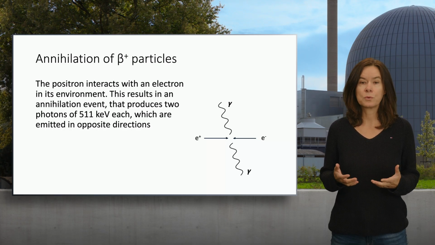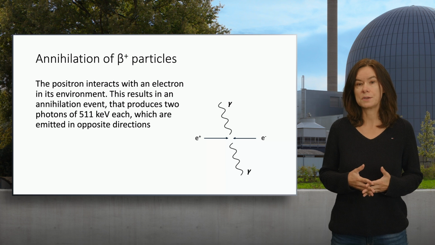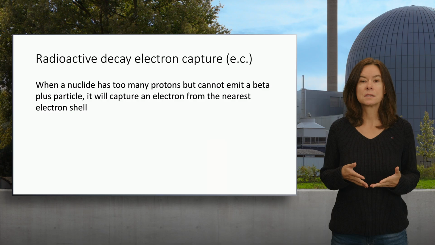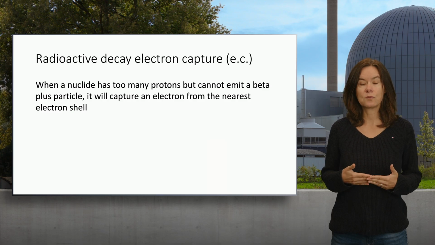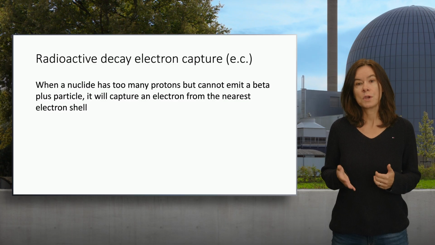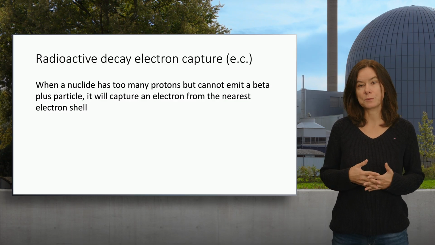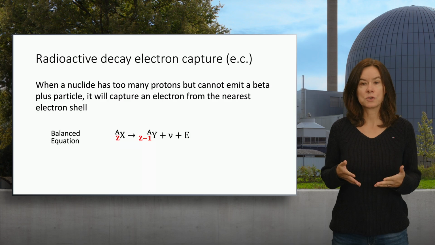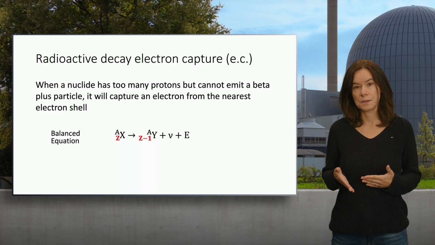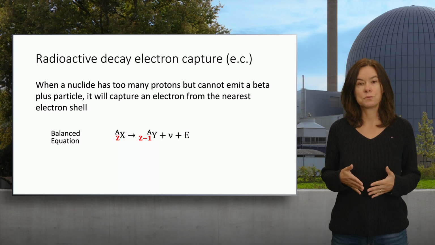So what happens if a proton-rich nuclide cannot provide this energy but still has too many protons? In such cases, the nucleus will capture an electron from the nearest electron shell and will convert a proton to a neutron. We call this type of decay electron capture. Electron capture also results in the emission of a neutrino and the release of energy. In this case, all the energy will be given to the neutrino.